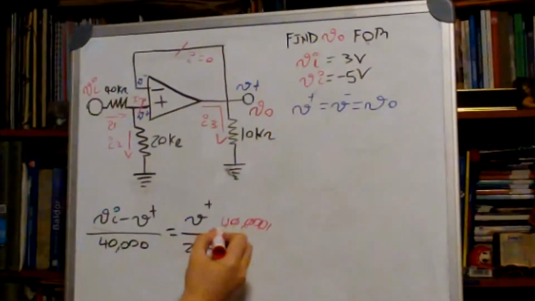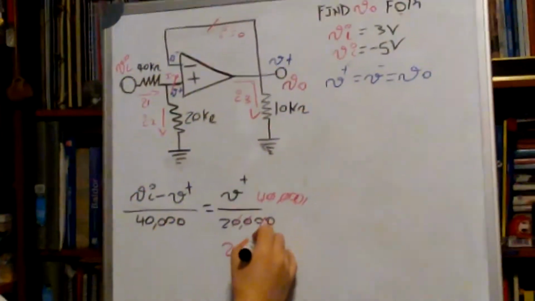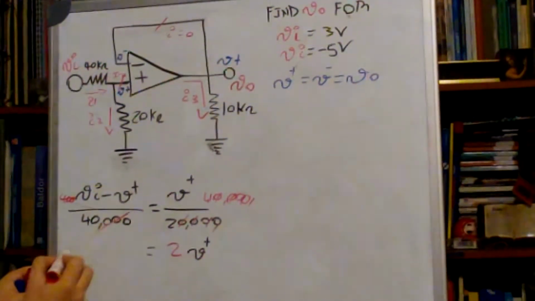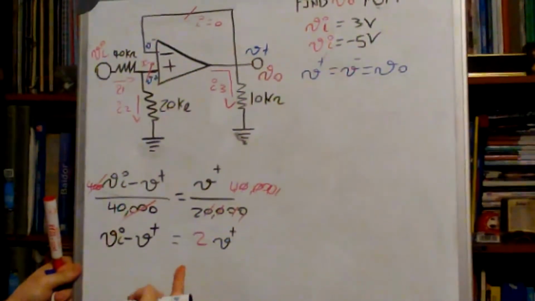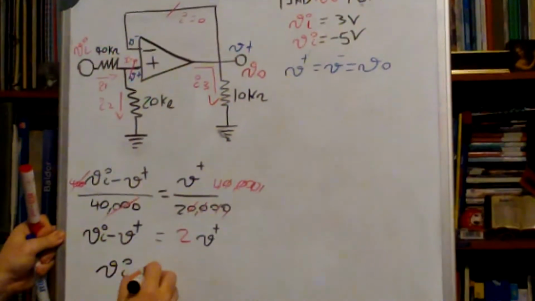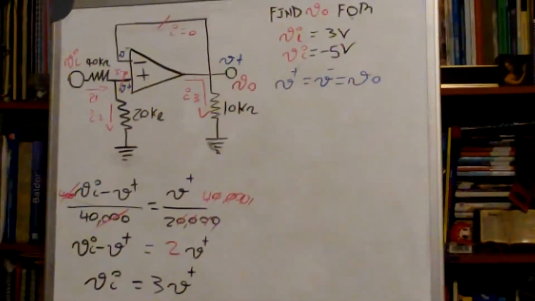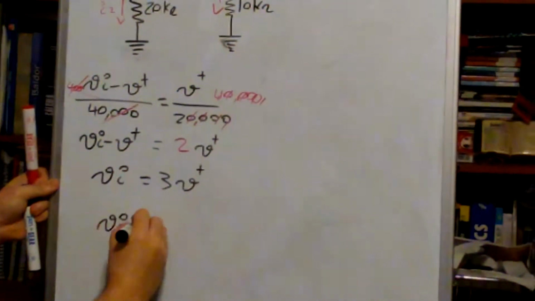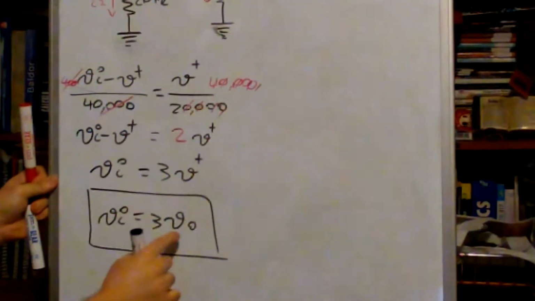So this is actually 2. I have 2 V plus, and if I multiply by 40K at this side, 40K simplifies with 40K and I just have 1. Vi minus V plus. I am going to take this minus V plus to the other side. I add it to this side and I get 3 V plus. But we know that Vo is V plus. We saw from the definition that for this case, Vo is V plus. So I say that Vi is equal to 3 Vo. We have this equation where Vi and Vo are related.